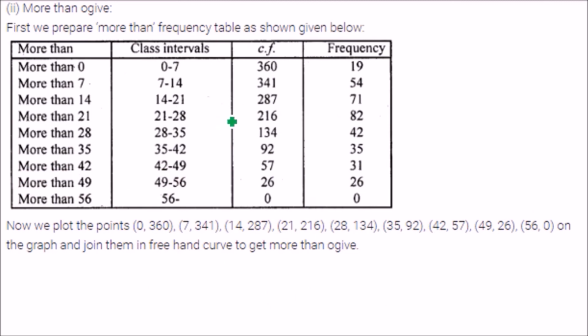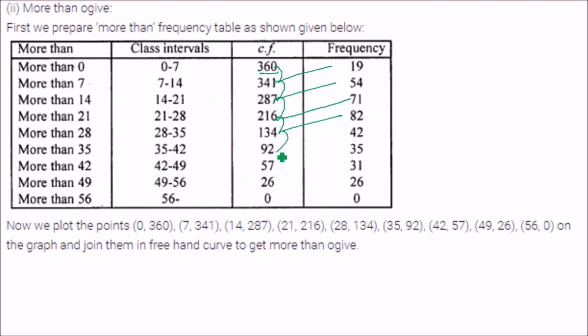How to draw the more than? If you see here, for more than, we will start with 360 and we'll subtract them, like 360 minus 341, 19. And then 341 minus 287, 54. 287 minus 216, this is 71.